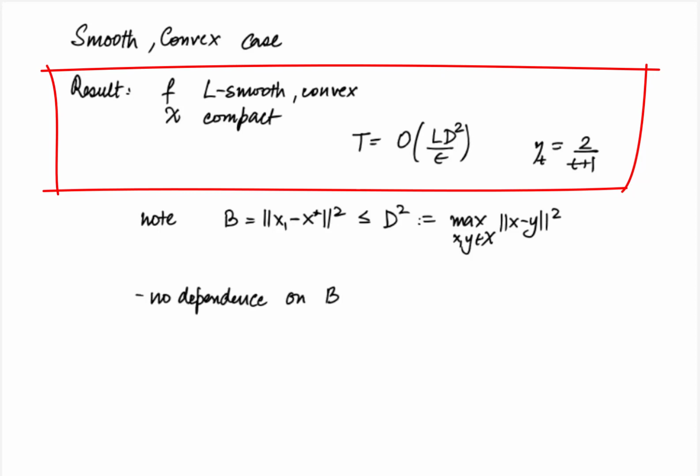Further, this is the first algorithm that we are analyzing where the step size is not a constant but dependent on t. In this case, it turns out that we cannot use a constant that depends only on the problem parameters. Let us look at the proof.